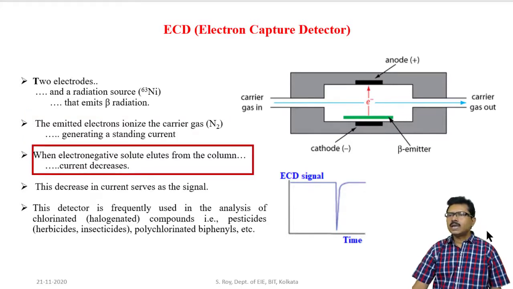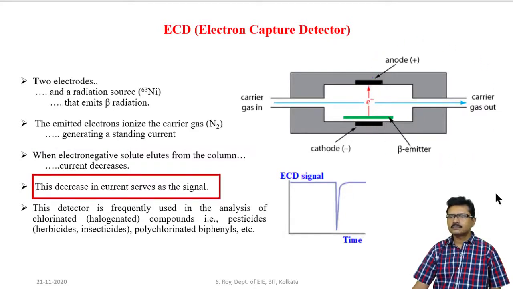Now when electronegative solute elutes from the column, means the sample which is having electronegativity property, that will enter into the cavity with the carrier gas. Due to presence of electronegativity property, it will capture more number of electrons. So electron flow from cathode side to anode side will decrease. Means less number of electrons will flow from cathode to anode inside the cavity. So current flow through the external circuit will be decreased. This decrease in current serves as signal.